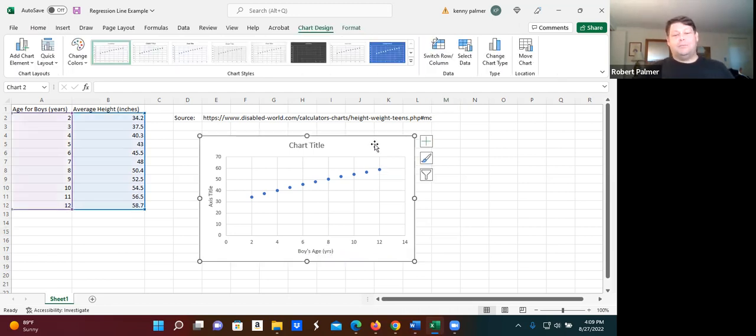Now, that's our scatter plot. In this case, you can definitely see a trend here. This looks like it fits on a line pretty well. And it definitely is going up from left to right, as the boy's age increases, the height increases.